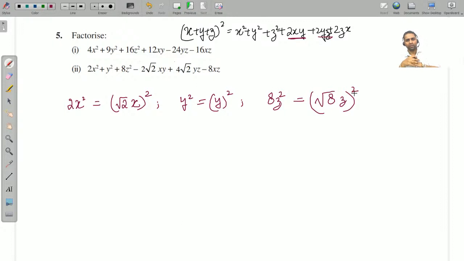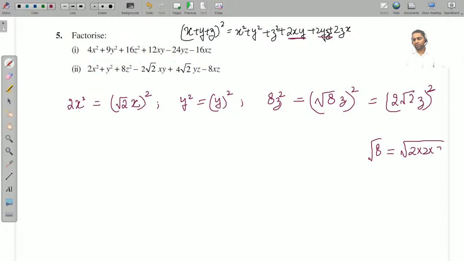Now square root of 8 can be further written as 2 square root of 2, whole square. If you have doubt in that, you can write square root of 8 as square root of 2 times 2 times 2. And in the previous class you have seen that out of a pair, one number can come out, so it becomes 2 square root of 2. That is it. So square root of 8 can be written as 2 square root of 2.